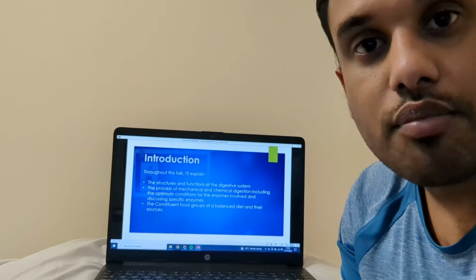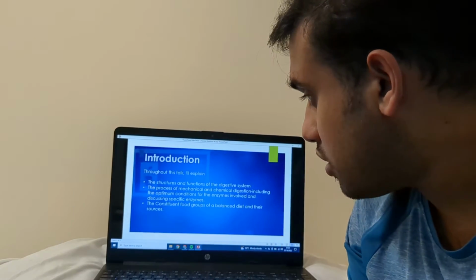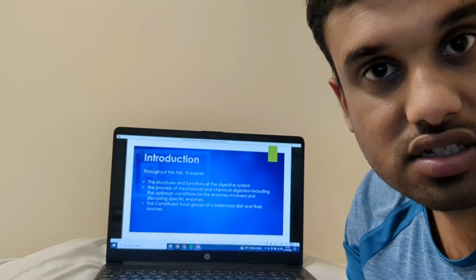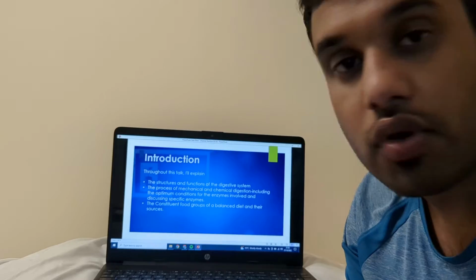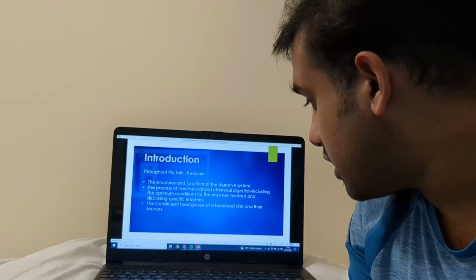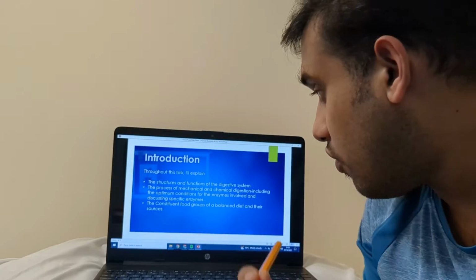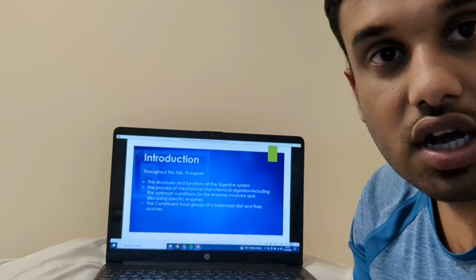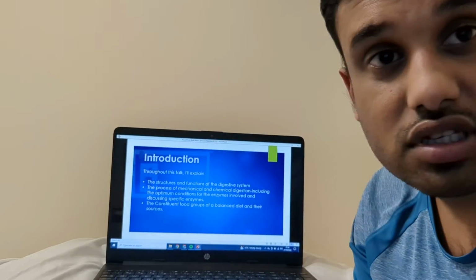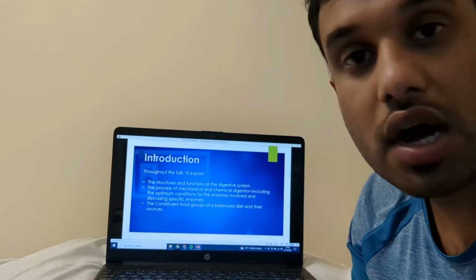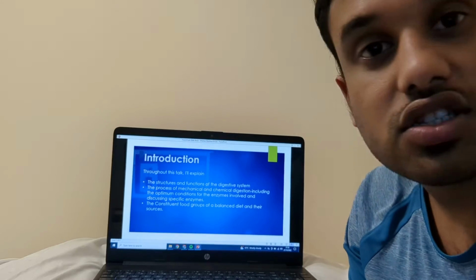In this topic, I'm mainly going to explain three points. The first one is the structure and the function of the digestive system, and the second one is the process of the mechanical and the chemical digestion, including the optimum conditions for the enzymes involved and some specified enzymes. And the third one is the constituent food groups of a balanced diet and the sources.